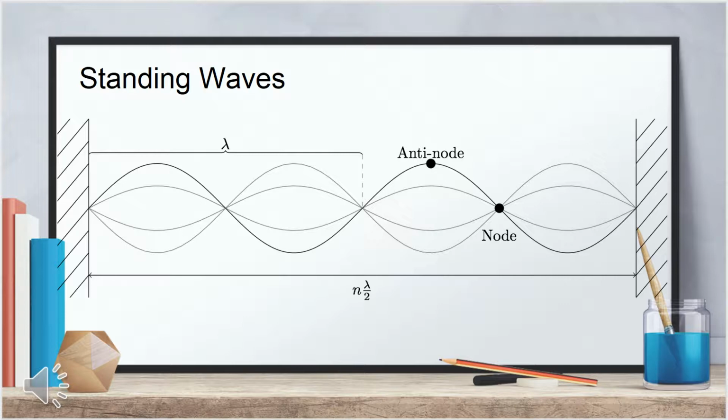Standing waves are 2 identical waves traveling in opposite directions. As shown in the diagram, a node is a point on a standing wave with an amplitude of 0, and an antinode is a point on a standing wave where the amplitude is at a maximum. And the distance between 2 nodes is wavelength over 2.